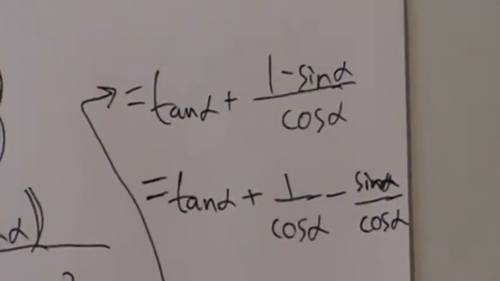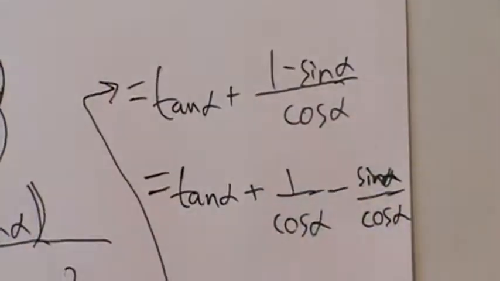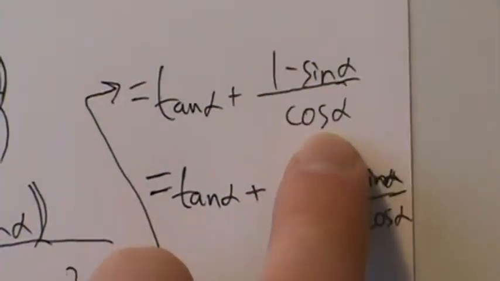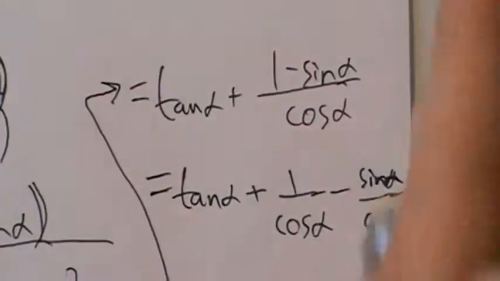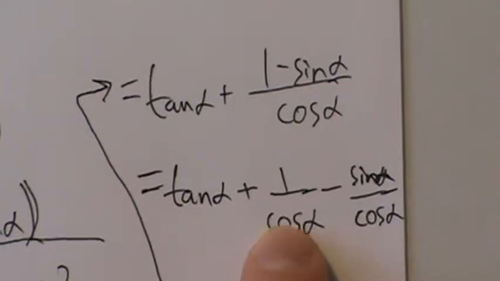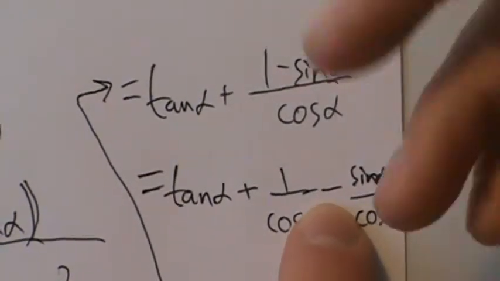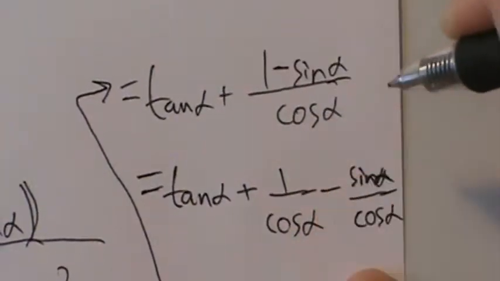Okay, so all we did is we just took this quotient here and split it up into two. Okay, so 1 minus sine of alpha all divided by cosine of alpha. We can split it up into two quotients. So 1 over cosine of alpha minus, okay, minus sign here, sine of alpha over cosine of alpha.